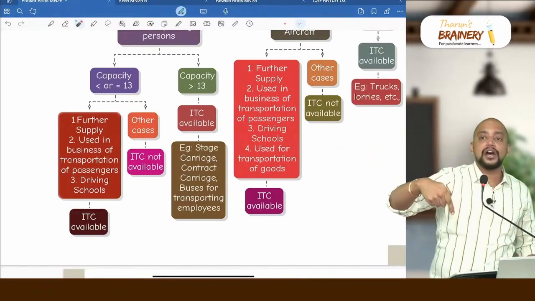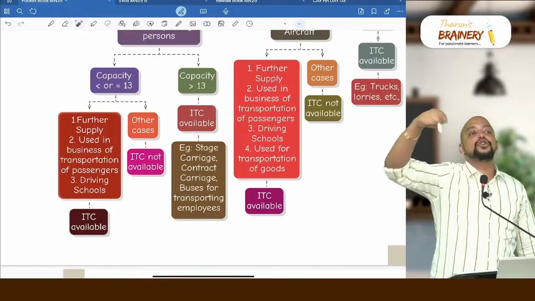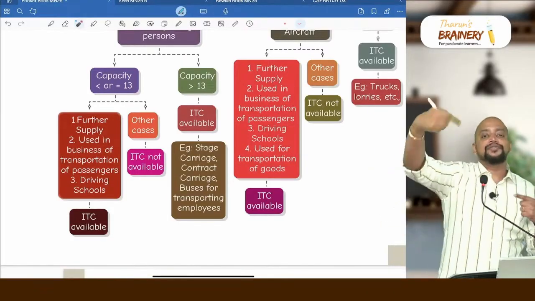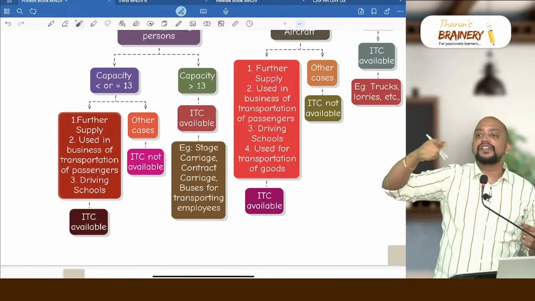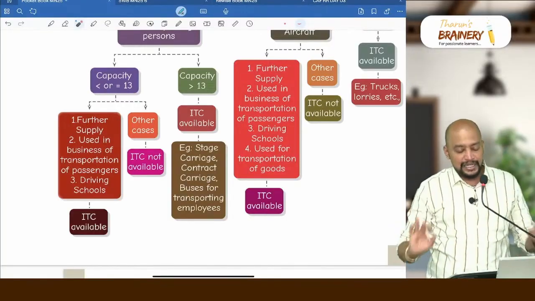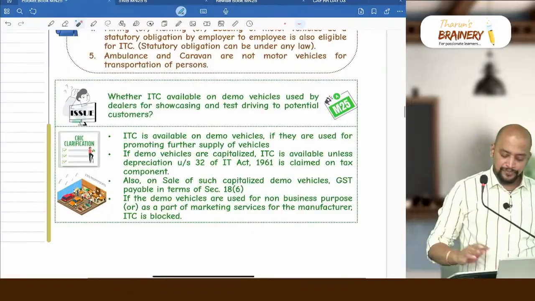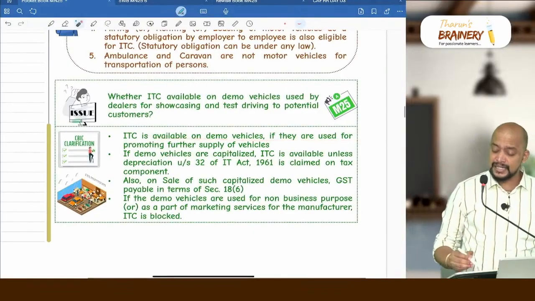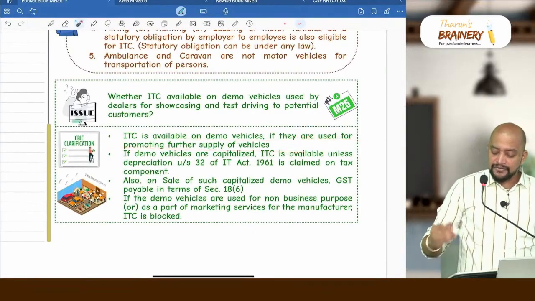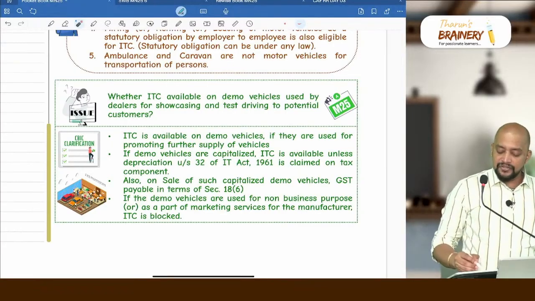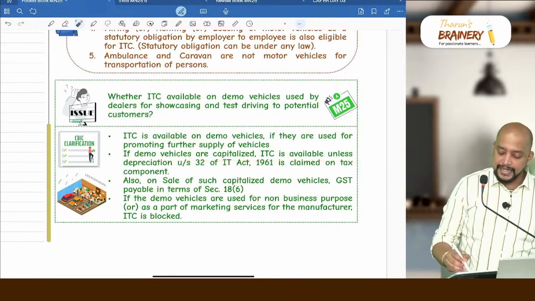Moreover, this demo car also will be sold in future when a new model is launched. When a new model of that particular vehicle is launched, we will be selling the old model. So due to that reason, ITC should definitely be given on the demo cars. That is, ITC is available on demo vehicles if they are used for promoting further supply of vehicles. And if demo vehicles are capitalized, ITC is available.